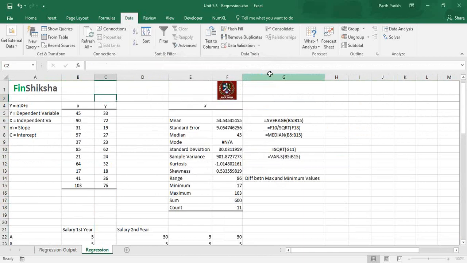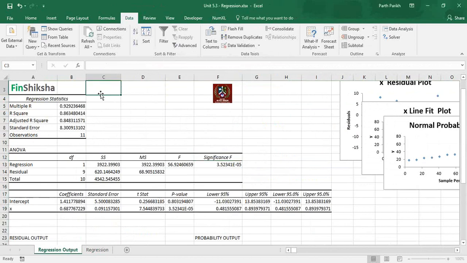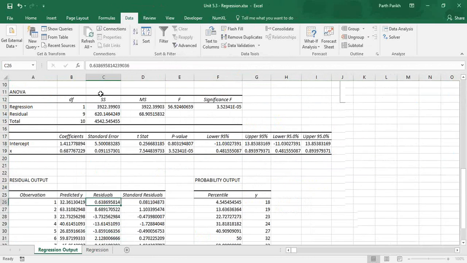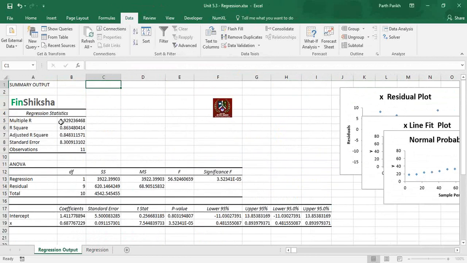Okay, now you go to the regression output, which is over here. It has regression statistics, ANOVA, and the regression equation with the probability and residual output, which we have already seen. Now we are going to look at the regression statistics output and the coefficient output.